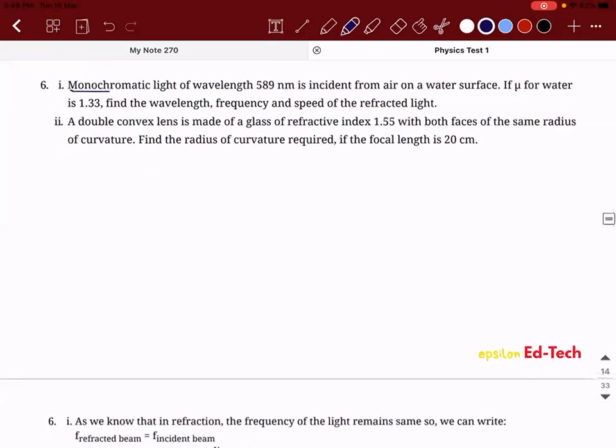There is a monochromatic light of wavelength 589 nanometer incident from air on a water surface. If the refractive index of water is 1.33 or 4 by 3, find the wavelength, frequency, and the refractive index.